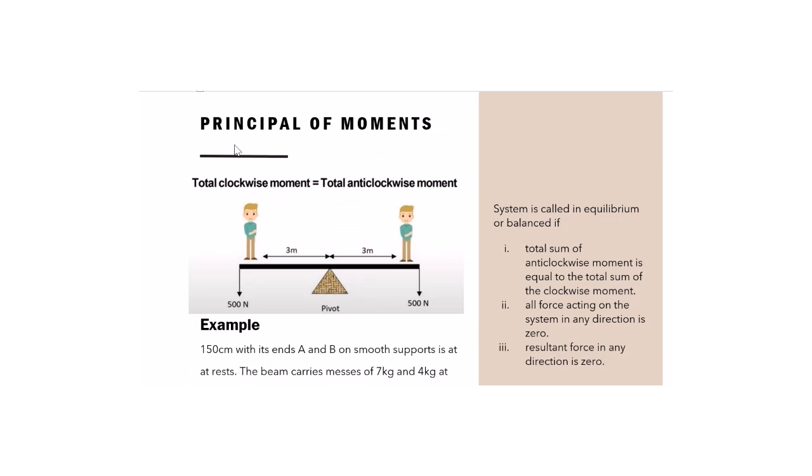Next is the principle of moment. The principle of moment states that the total clockwise moment will be equal to the total anti-clockwise moment. Here the system is called in equilibrium or balance if the total sum of anti-clockwise moment is equal to the total sum of the clockwise moment. All force acting on the system in any direction is 0. The resultant force in any direction is also 0.